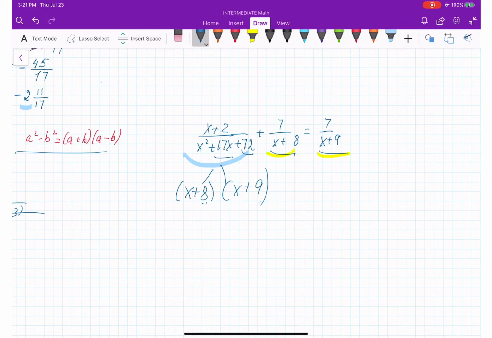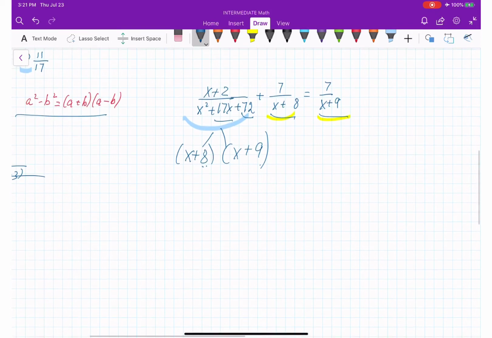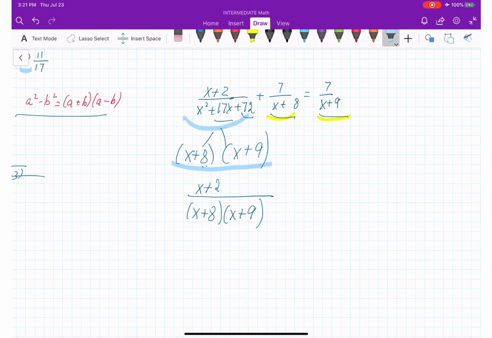Okay? All right. So let me write down x plus 2 over x squared plus 17x plus 72. I'm factoring it down as x plus 8, x plus 9. And if we look, this is going to be our common denominator, yes? x plus 8, x plus 9, because you have here x plus 8 and you have here x plus 9. So it's going to be our common denominator: x plus 8 times x plus 9.